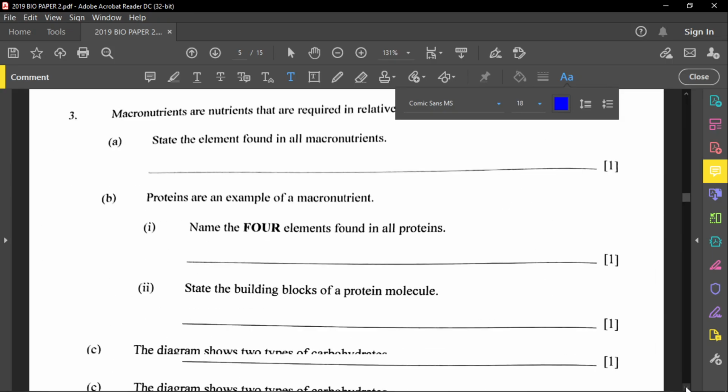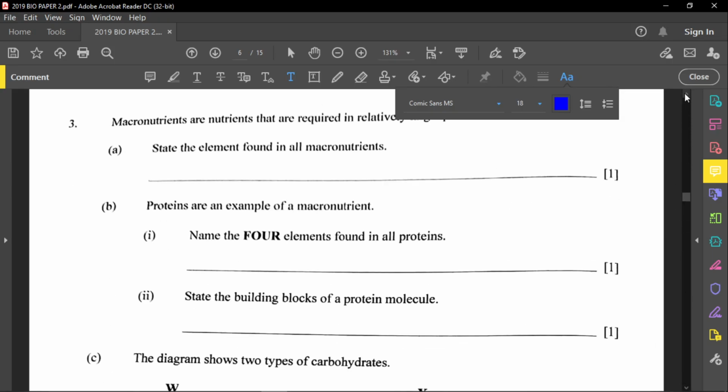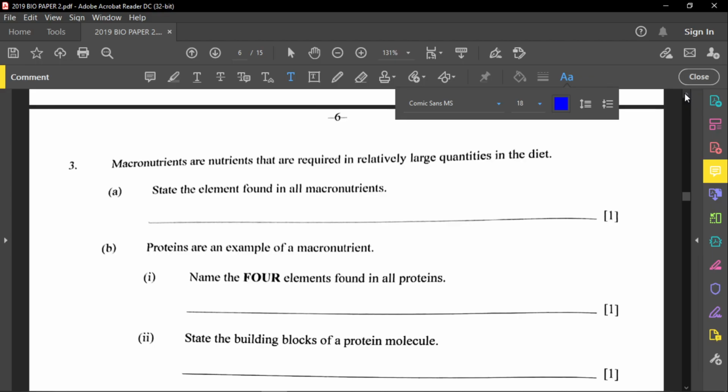Let's go to our next question, question number 3. It reads: macronutrients are nutrients that are required in relatively large quantities in the diet. The word macro means large, so these are nutrients required in the body in very large amounts. It says state the elements found in all macronutrients. The elements you can find in all macronutrients are C, H and O, which is carbon, hydrogen, and oxygen.